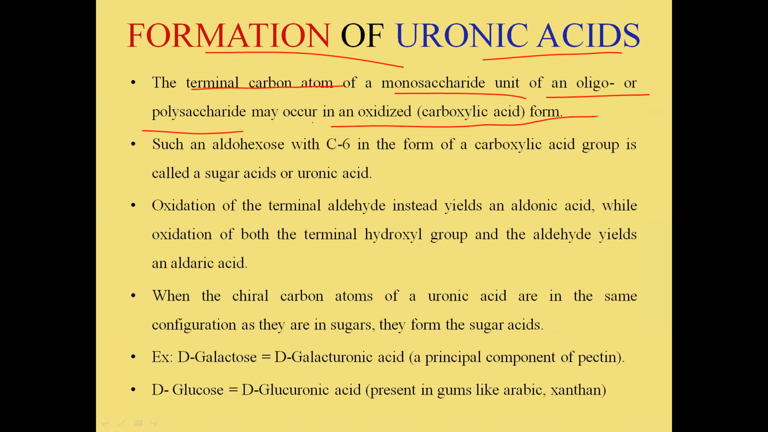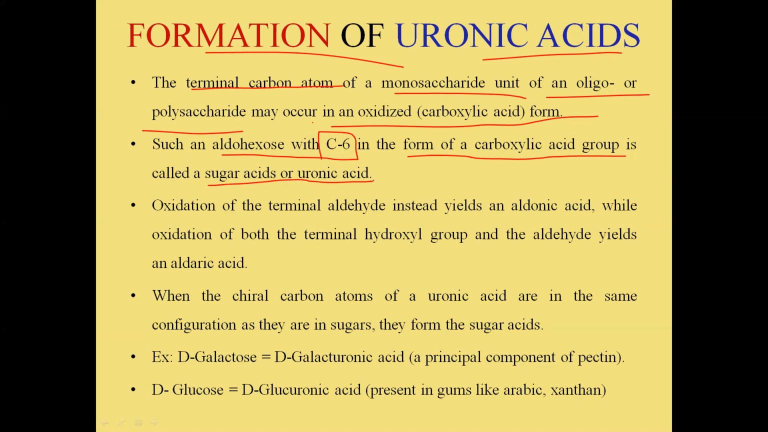So the terminal carbon atom may be the C6 of a monosaccharide unit. We all know that oligo and polysaccharides have building blocks of monosaccharides. In the oligo and polysaccharide sugars, if the monomer units have the oxidized terminal carbon atom, they form the uronic acids. Such aldohexoses with C6, that is the terminal carbon atom, in the form of a carboxylic acid group, we call sugar acids or uronic acids.